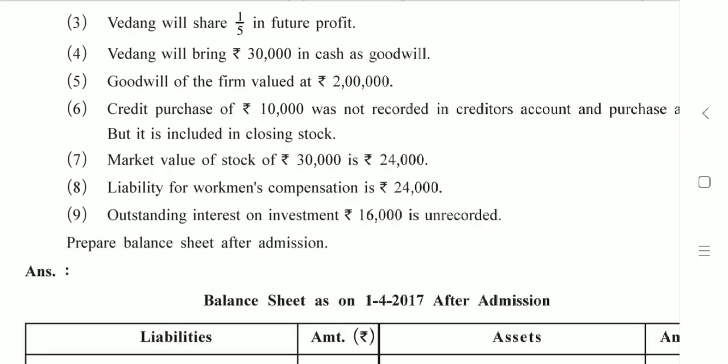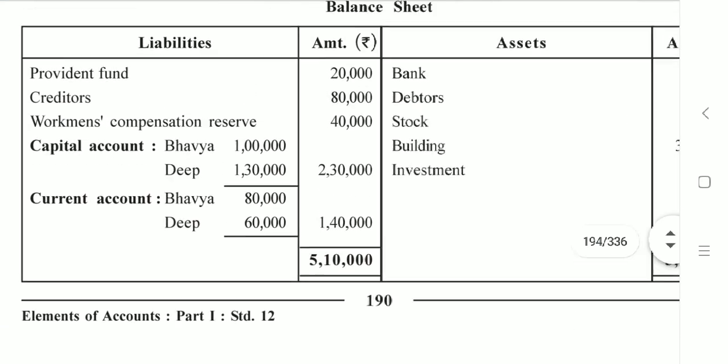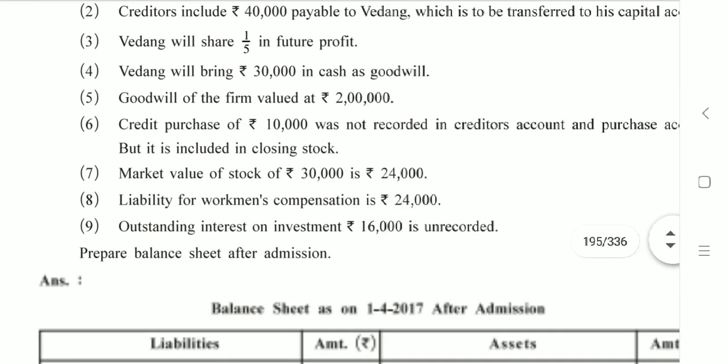Then liability for workmen's compensation is rupees 24,000. Workmen's compensation is given on liability side of balance sheet. I'll show you. Here it is. So please put a tick mark over this and write down 8.